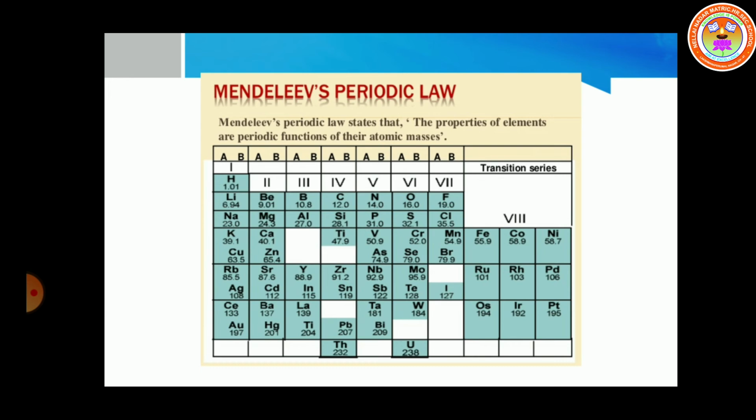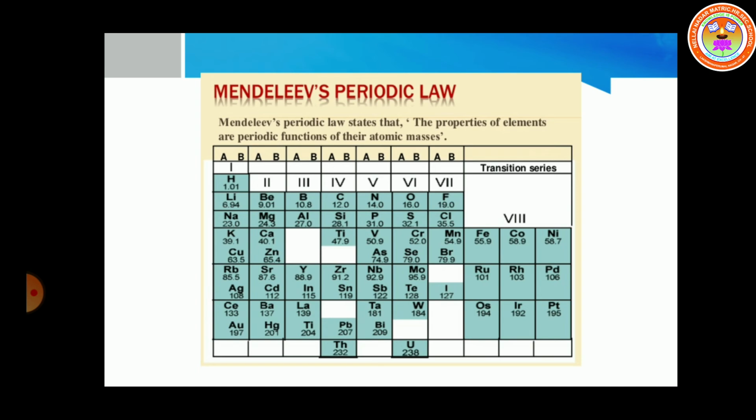But see, cobalt and nickel. Cobalt atomic mass is 58.9 and nickel atomic mass is 58.7. So nickel should come first, and after nickel, cobalt should be placed. But in Mendeleev's periodic table, cobalt is placed first, and only after that is nickel present. So, increasing order of atomic mass was not strictly followed throughout. This is a drawback of Mendeleev's periodic table.